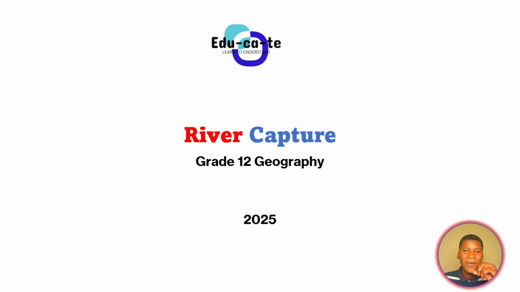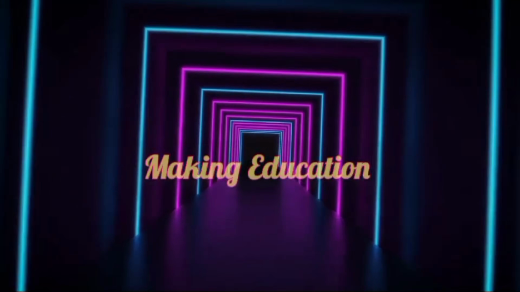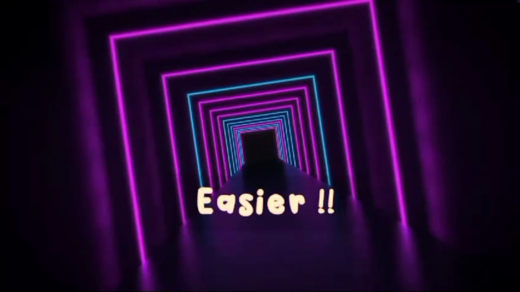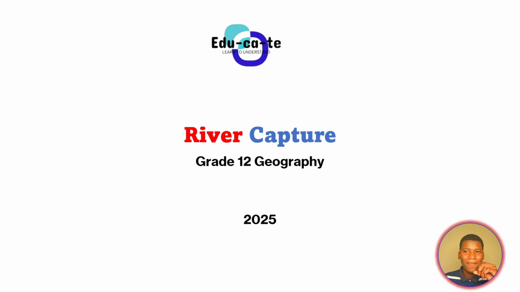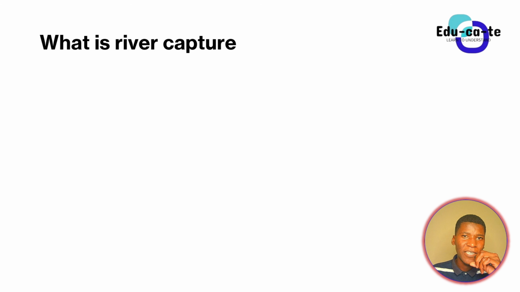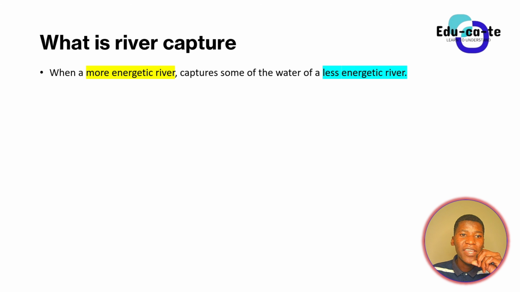Let us talk about river capture. What is river capture? River capture is simply when a more energetic river captures some of the water of a less energetic river. So basically, we have got one river that has got more energy, and then we have got another river that has got less energy, and the one that has got more energy steals the water of the one that has got less energy.